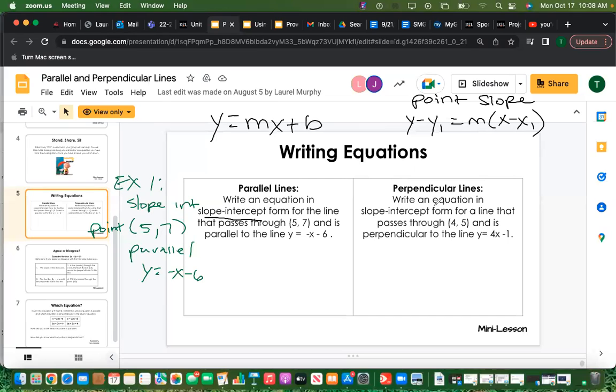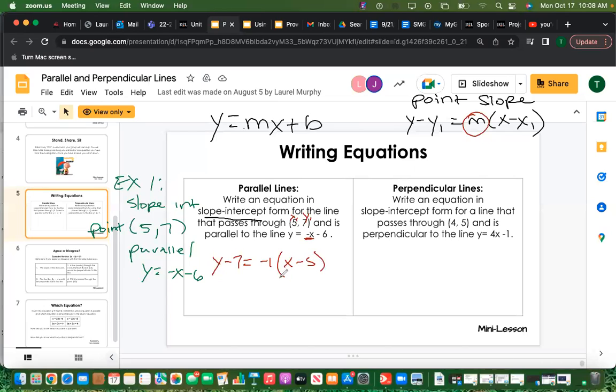Let me show you how you're actually going to use this. You're going to use point slope form and then manipulate it to be slope intercept form. So what is the slope of this line right here? -1. So we're going to plug that in for our m. Now the point that they give us was 5,7. This is going to be my x1, and this is going to be my y1. We're going to substitute into this equation. So we're going to have y minus 7 equals -1 times x minus 5.